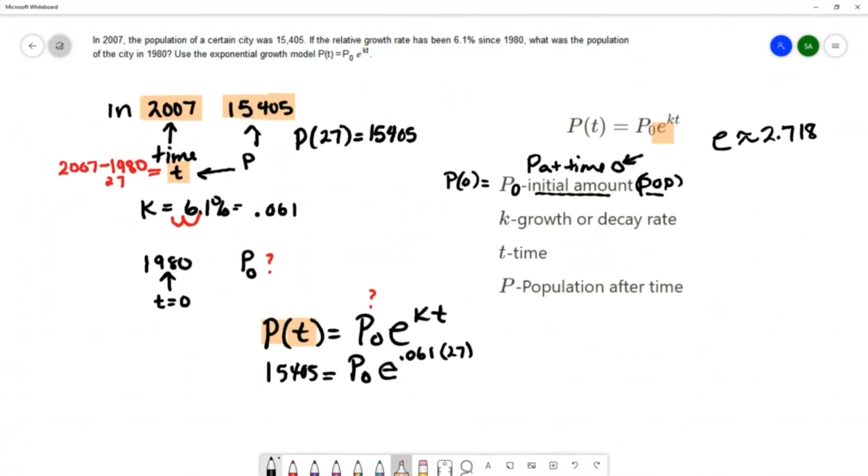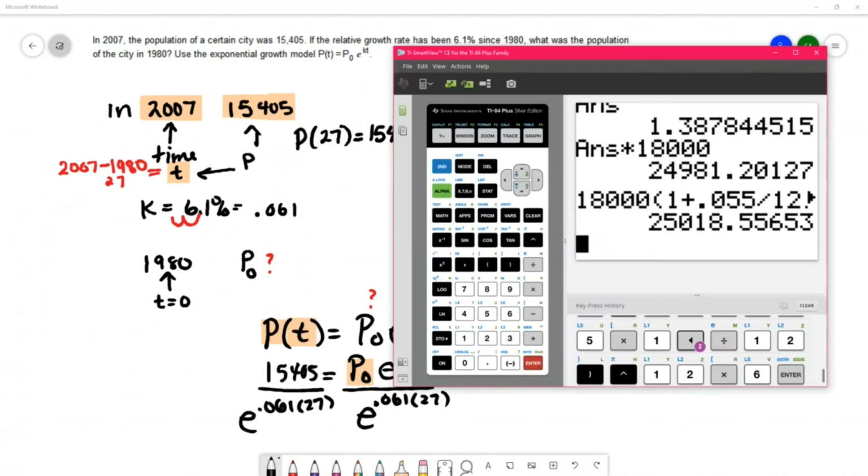I can solve for this initial population, the population in 1980, by dividing both sides by e to the 0.061 times 27. So we're going to get the calculator out and type this value in.